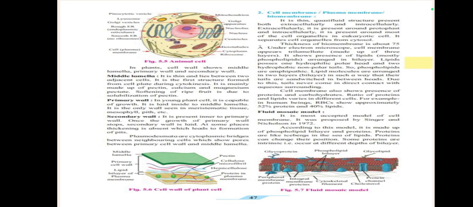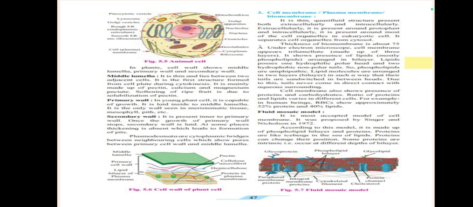pectate. Softening of ripe fruit is due to solubilization of pectin. Primary wall. In a young plant cell, it is capable of growth. It is laid inside the middle lamella. It is the only wall seen in meristematic tissue, mesophyll, pith, etc.